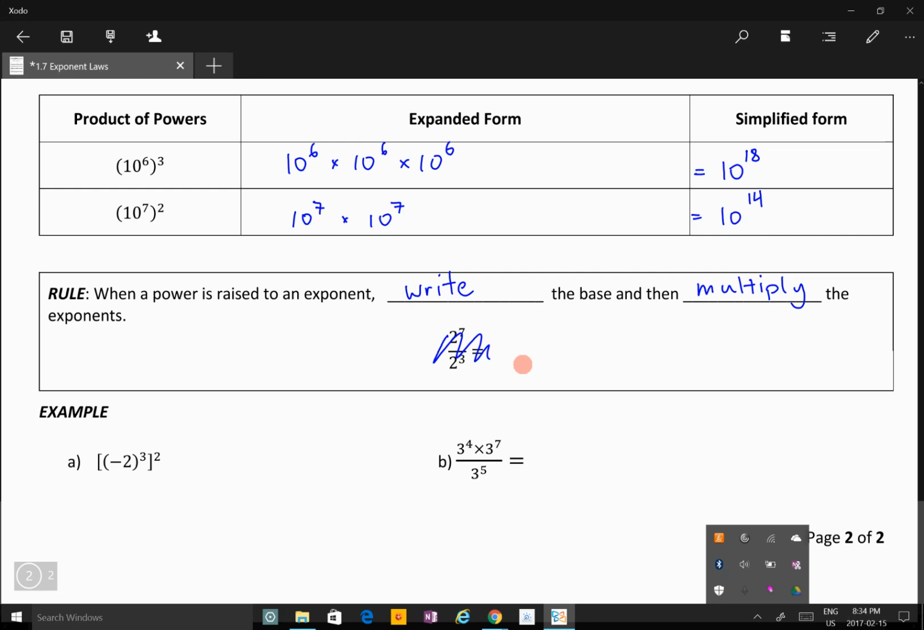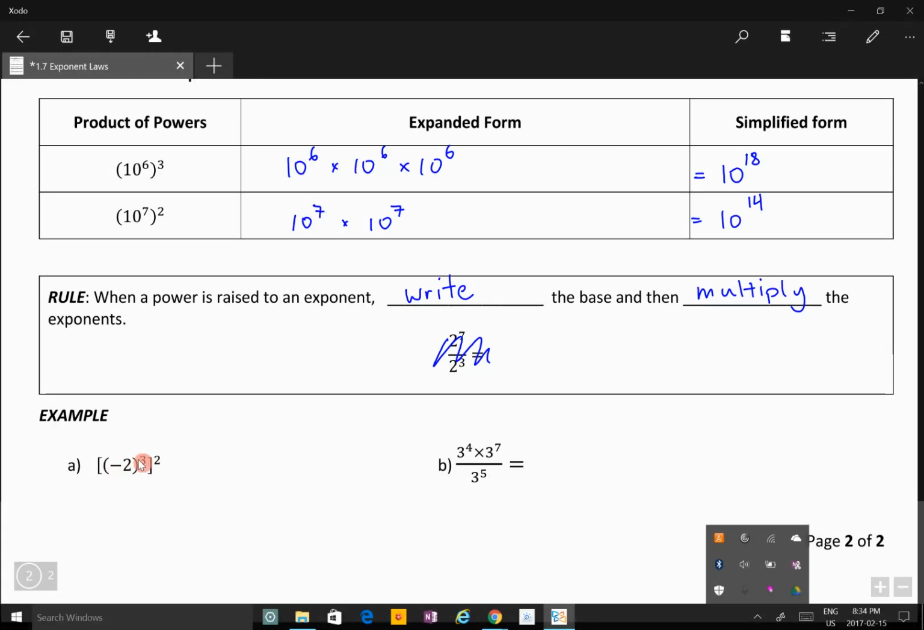Okay, so here's my examples. Negative 2 to the power of 3 raised to another exponent of 2. So what you have to do is write the base, negative 2, put it in brackets, and then multiply the exponents. You're going to do 3 times 2, which is 6. So negative 2 to the power of 6.